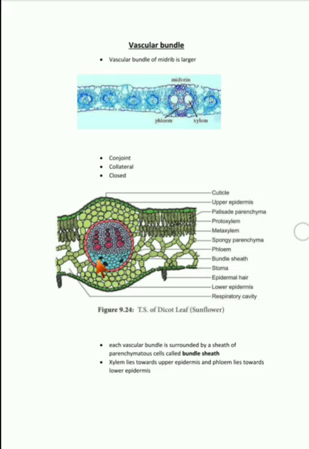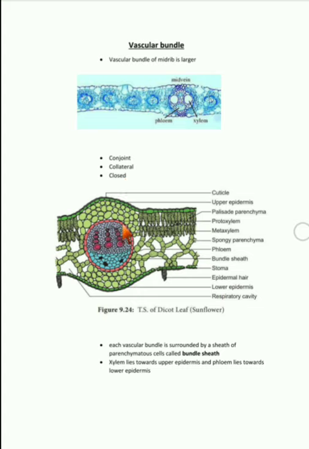And third one is closed, because you cannot see cambium in between xylem and phloem. So in between xylem and phloem, cambium is absent. So already we have seen cambium is responsible for secondary thickening. If cambium is present, the particular part will be very thick. Okay, since this is the leaf part, cambium is absent. So you say this vascular bundle as conjoined, collateral and closed.